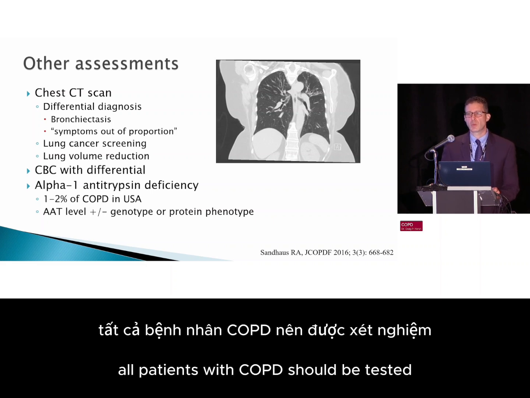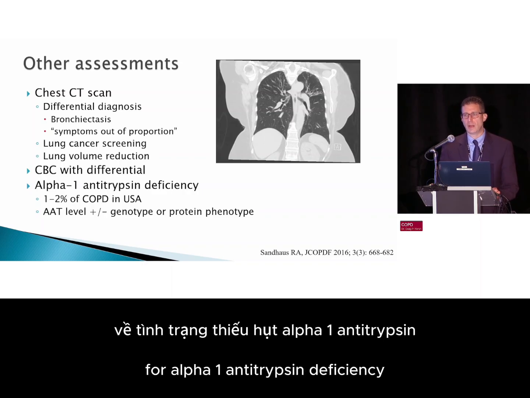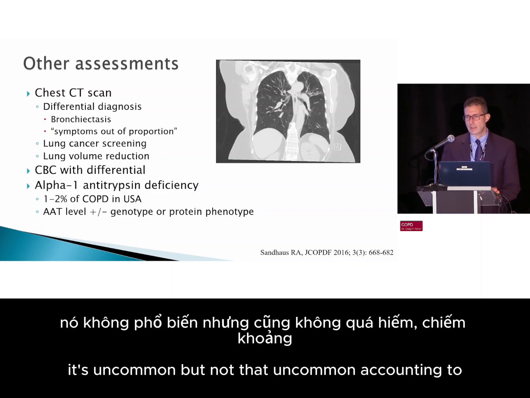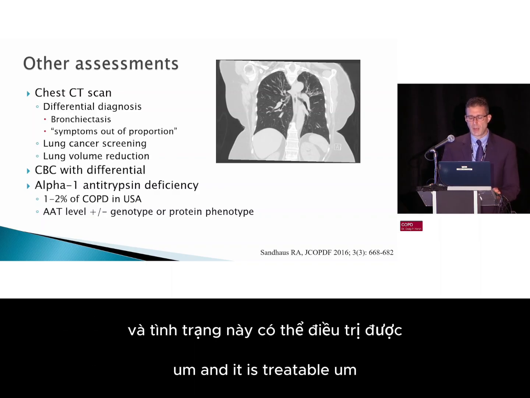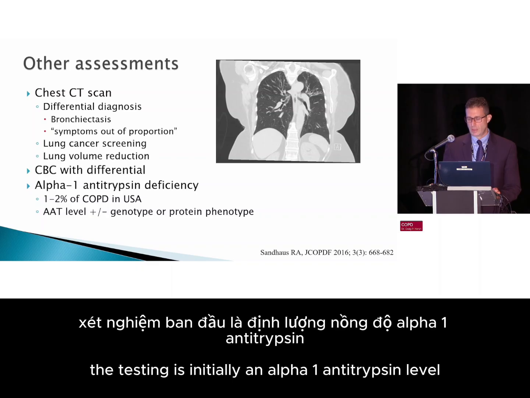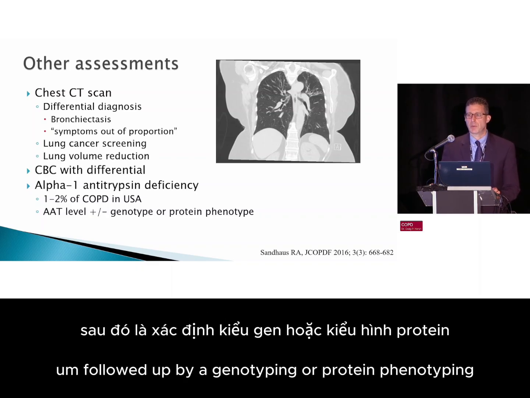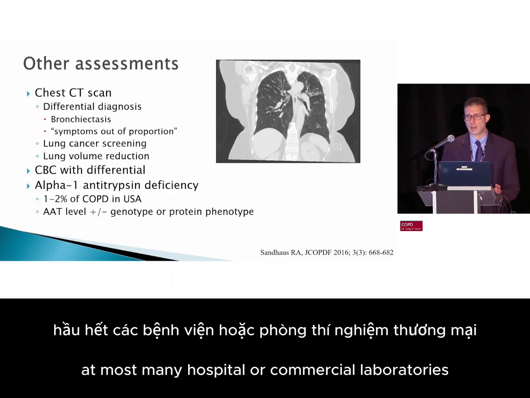And then all patients with COPD should be tested for alpha-1 antitrypsin deficiency. It's uncommon, but not that uncommon, accounting for 1% to 2% of COPD in the United States, and it is treatable. The testing is initially an alpha-1 antitrypsin level, followed up by a genotype or protein phenotyping, and these can be done at many hospital or commercial laboratories.